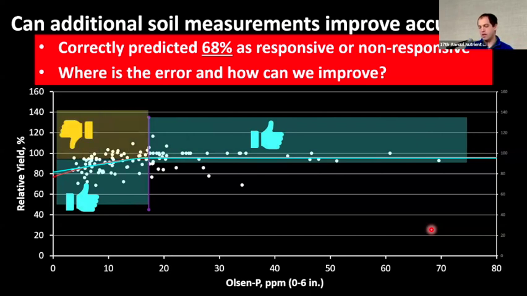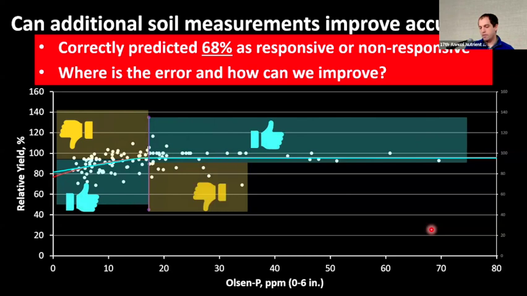It's these ones right here and these ones right here that didn't behave like we wanted them to. There was something about them. These ones right here are below that critical value, so we say they should need fertilizer, but they didn't. And these ones are the opposite. So we want to figure out how we move these ones here and these ones here. What else do we need to know about the soil?